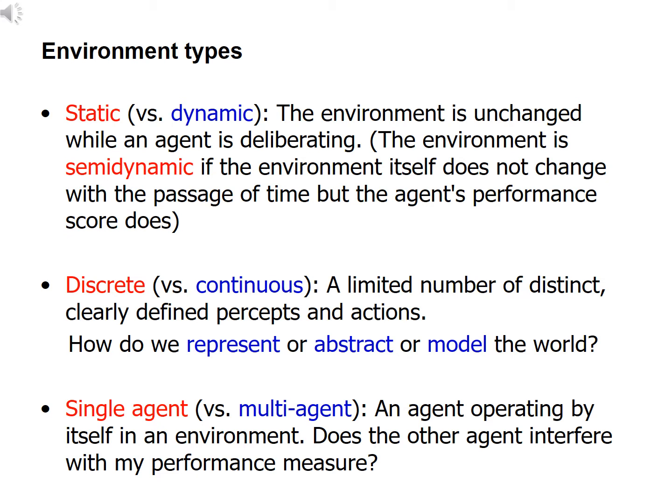In discrete environments, there is a limited number of distinct, clearly defined percepts and actions. An example of a discrete environment is a chessboard. We have exactly a limited number of different discrete states in which the environment can be. This number can be limited or unlimited.